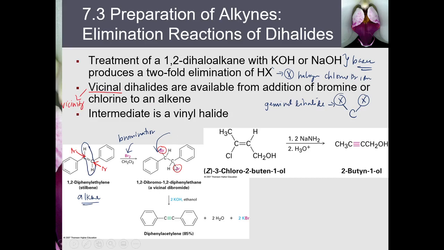So our bromines here are found on the same compound, but they are near each other, in the vicinity of one another. That's why we call this a vicinal dihalide. Specifically, this is called a vicinal dibromide. Why is it a dibromide? Because we added bromine here.